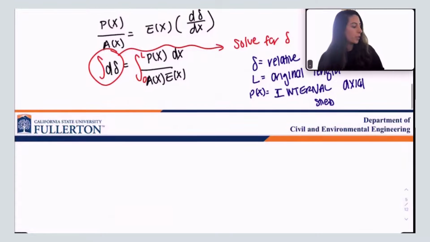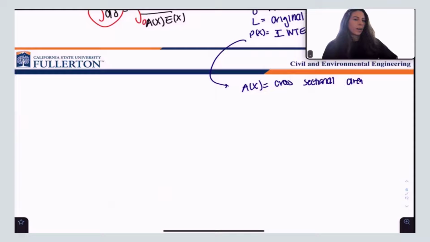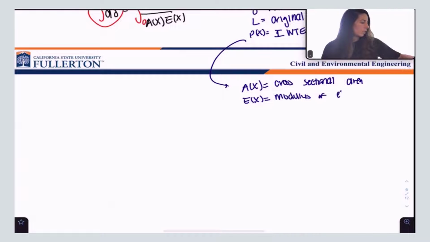We have two more things to define. I'm going to continue right here: A of x, cross-sectional area. Okay, and E of x stands for the modulus of elasticity, or Young's modulus, either one, same thing. Okay, so now what we're going to do is we're going to simplify this.